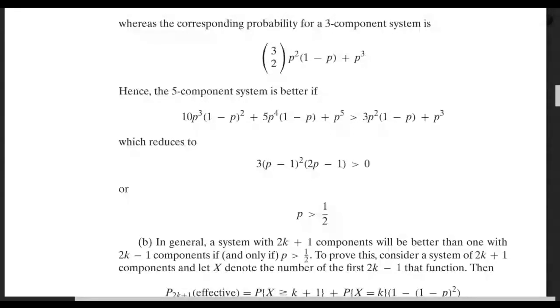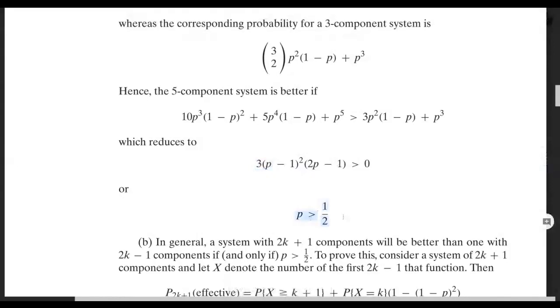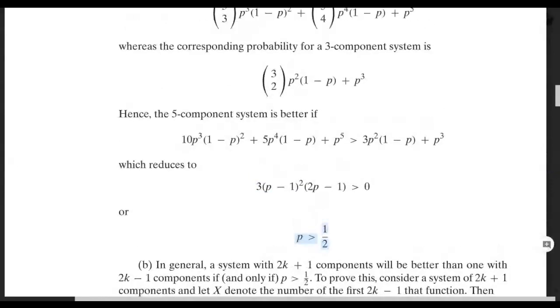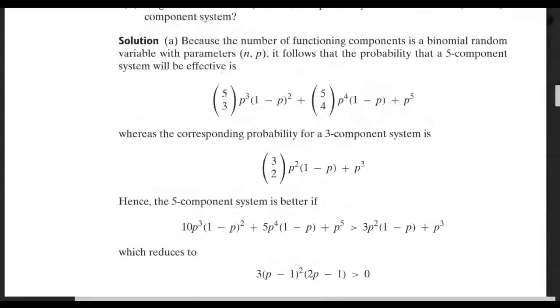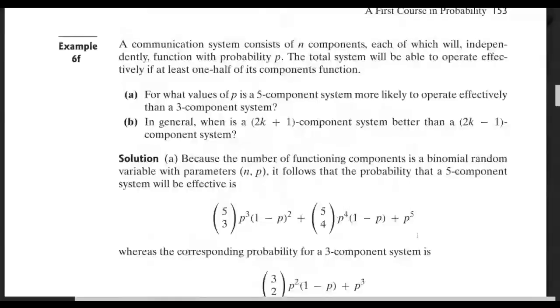That is, p greater than 1/2, because this part is greater than 1, right? So that requires 3 times 2p minus 1 to be greater than 0. Greater than 0, not greater than 1. Divided by 3, so 2p minus 1 greater than 0, which means p greater than half. Okay, so this is a cute question. Anyone has any questions for this? Okay, this is a cute question.